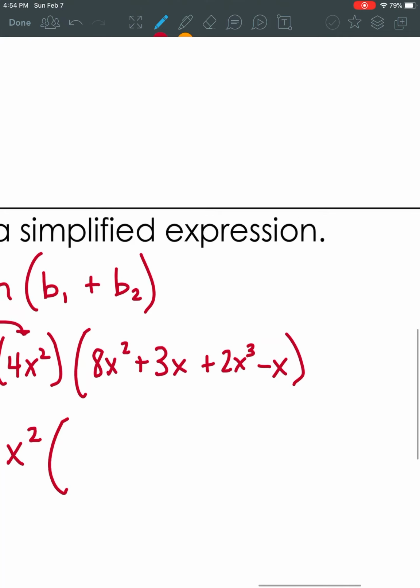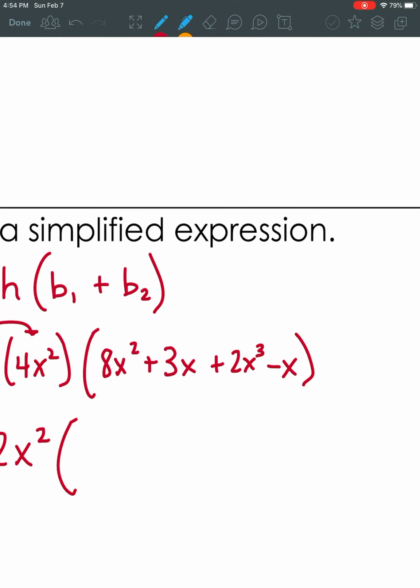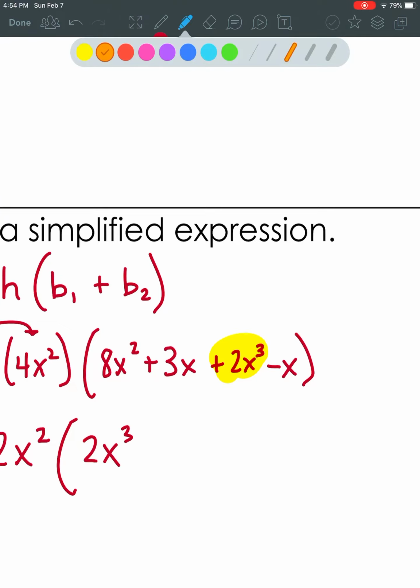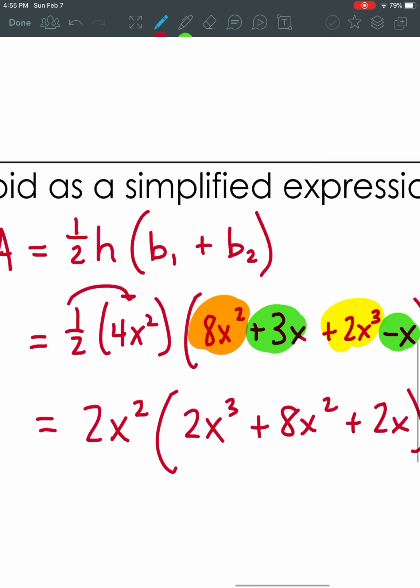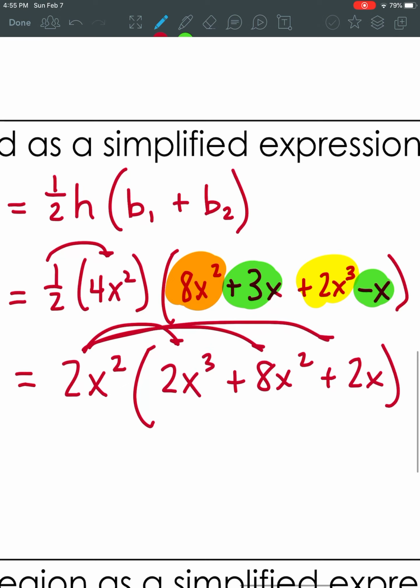Then also, let's see what we can combine here. I'm going to write them in standard form inside here. So the 2x cubed, I'm going to write first. There's nothing else that I can combine with that. Then I'm going to go down to x squared. So we have 8x squared. Again, nothing to combine. But now we have two terms with x. So 3x minus x, 3 minus 1, so we get plus 2x. So I just simplified what was in there. Now all we have to do is distribute that 2x squared to all three of these terms.